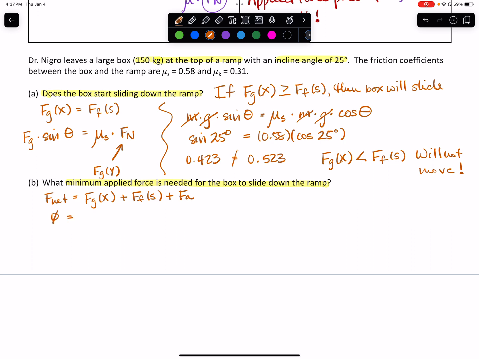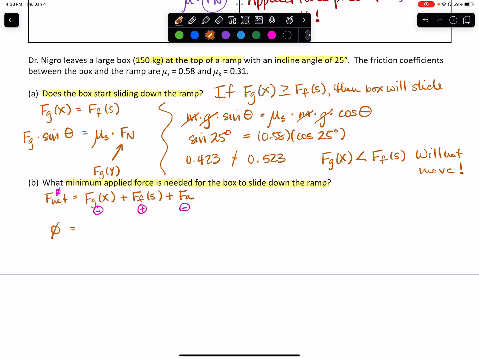Sign-wise, I'm going to have a negative sign for F_GX. I'm going to have a positive sign for the friction because it's moving down the ramp. And I'm going to give it a push from the top to the bottom, so that means my applied force needs to be negative as well. So let's calculate. We'll start with F net being 0, and that's going to be equal to F_GX.